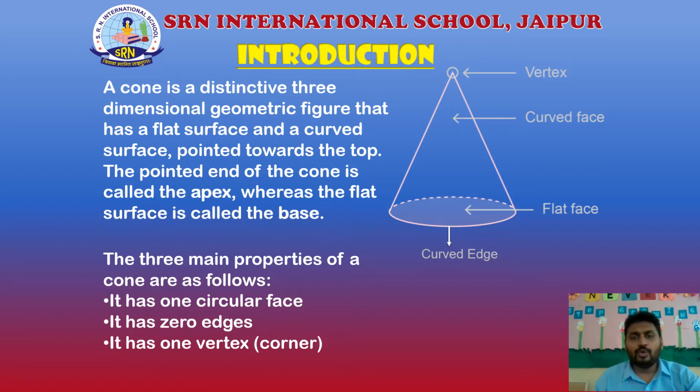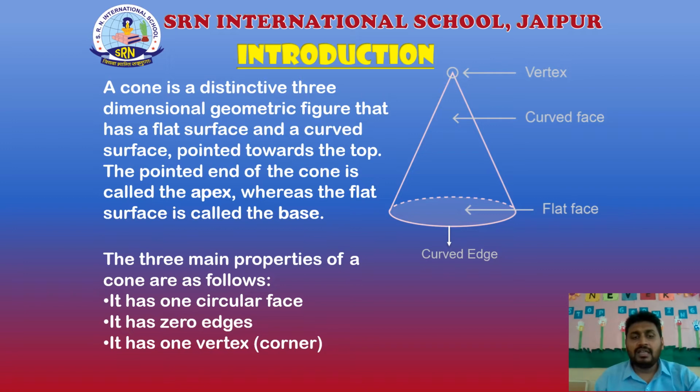But if we come to the proper definition of a cone, if we want to explain the cone in terminology, then what is cone? How can we define it? So cone is a distinctive three-dimensional geometric figure that has a flat surface and a curved surface pointed towards the top. The pointed end of the cone is called the apex, whereas the flat surface is called the base, as you can see in the figure.